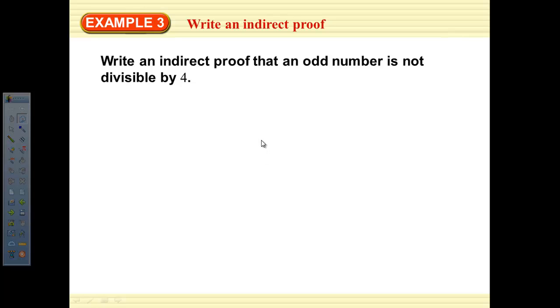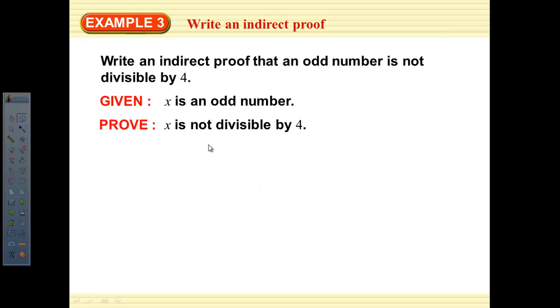And so we're given that x is an odd number. So if x is an odd number, then it's not divisible by 4. We start off by assuming that x is divisible by 4. And then what we're going to do is try to get back to the idea of it being an odd number and make it a contradiction.